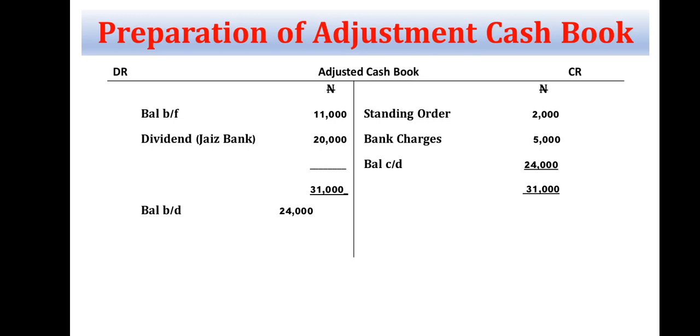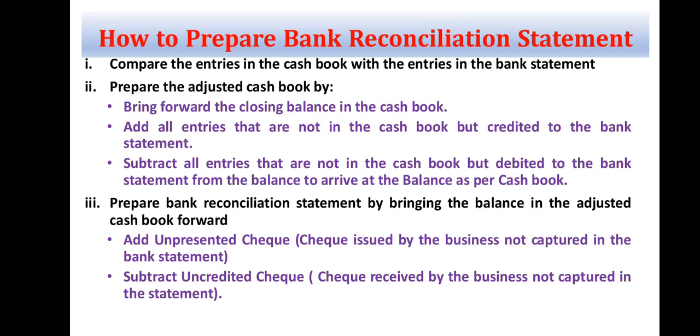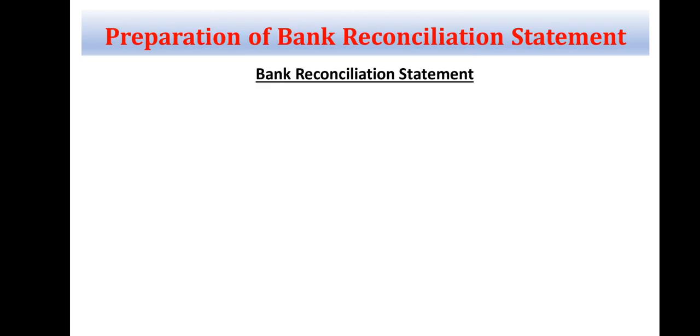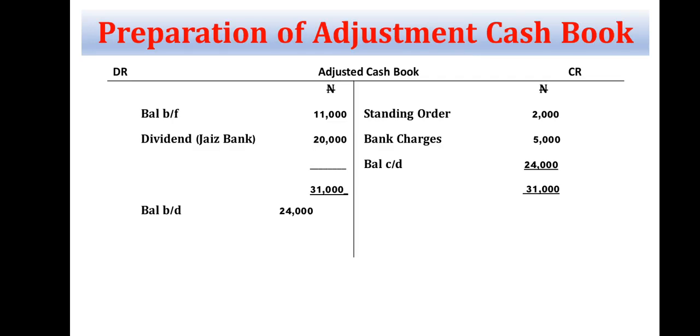It is this balance that will be taken for preparation of the bank reconciliation statement. So now the next step is to prepare the bank reconciliation statement. So just like I said, in preparation of the bank reconciliation statement, the first thing is to bring forward the balance as per adjusted cash book. So for the bank reconciliation statement, let's put our denomination. We bring forward balance as per adjusted cash book, which is 24,000 naira. If you remember, the balance brought down in the adjusted cash book is 24,000 naira.